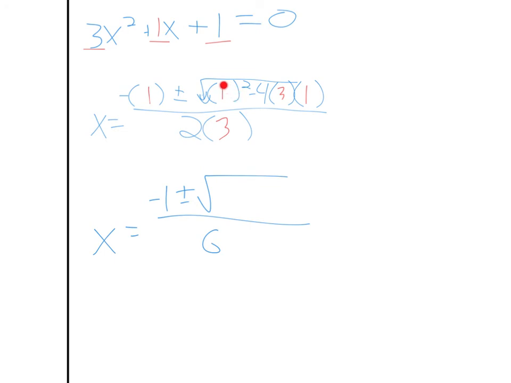1 squared is 1 minus 12. Man, 12 is a popular result here, isn't it? 1 minus 12, that's negative 11. Well, if we have a negative underneath the radical, we cannot take the square root of a negative number, so no real solution. No real solution.